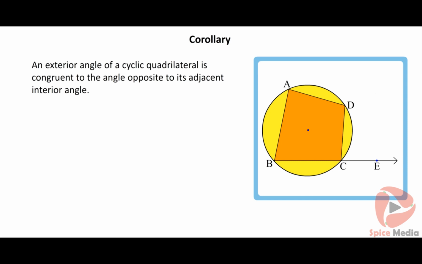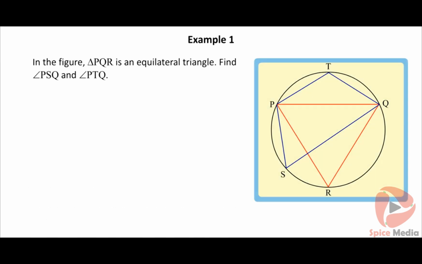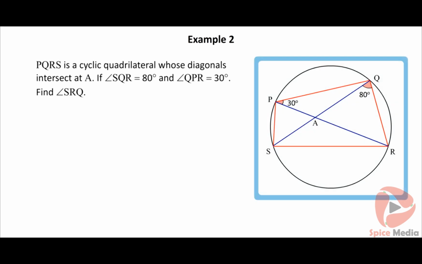Let us have a look at a theorem based on cyclic quadrilateral. The sum of the opposite angles of a cyclic quadrilateral is 180 degrees. That is, the opposite angles of a cyclic quadrilateral are supplementary. Click on the proof button to view the proof. Here is the converse of the previous theorem. If the sum of any pair of opposite angles of a quadrilateral is 180 degrees, then it is cyclic. Click on the proof button to view the proof.